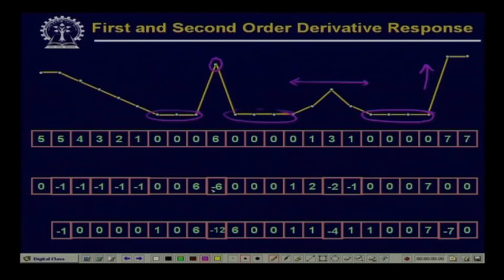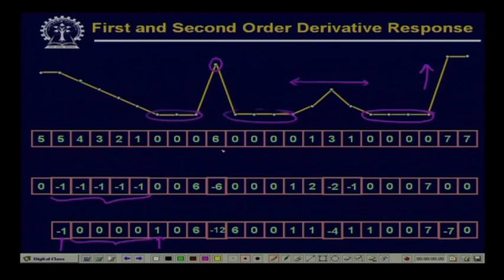Now, if you compare the response of the first order derivative and the second order derivative of this discrete function, you find that the first order derivative is non-zero along a ramp, whereas the second order derivative is 0 along a ramp. The second order derivative is non-zero at the onset and end of the ramp.